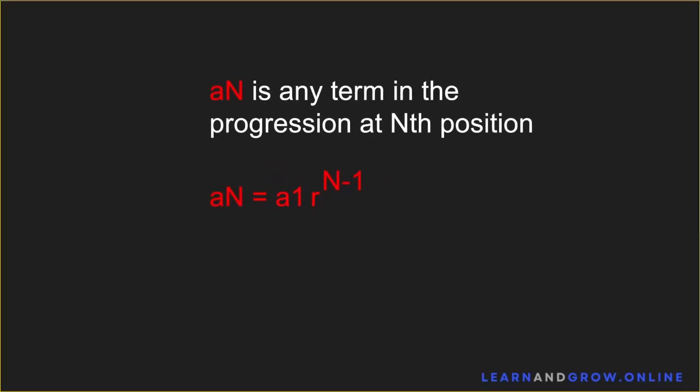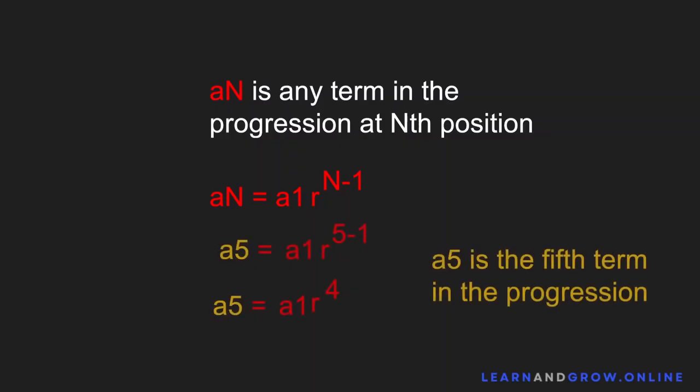And now for the formula. If you need to find the term at the nth position, so any position, you can basically use this formula. So an is equal to a1 into r to the power n minus 1. Let's say you need to find a5, the fifth term. So n is 5. Now a5 is equal to a1 into the common ratio r to the power n minus 1, which is 4. So a1 into r to the power 4.